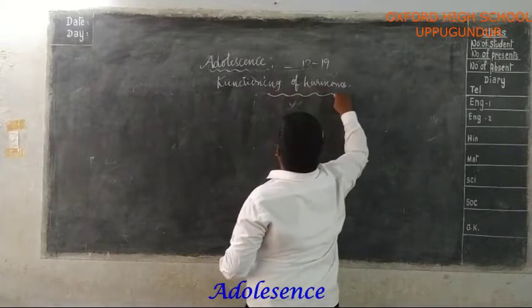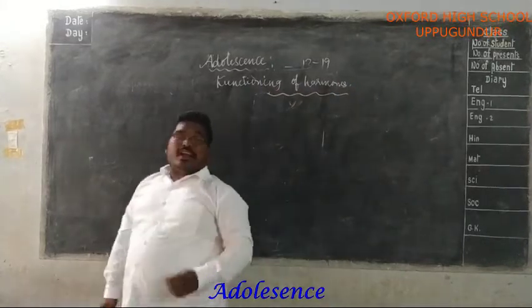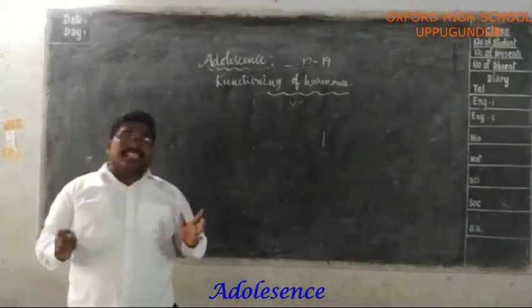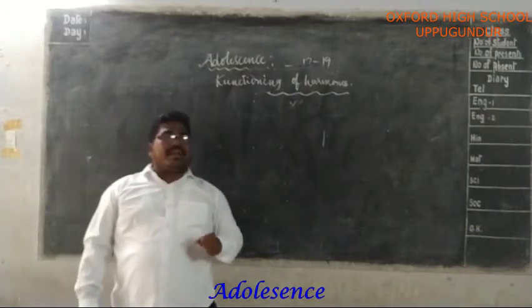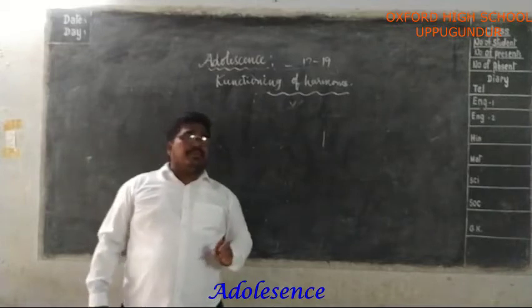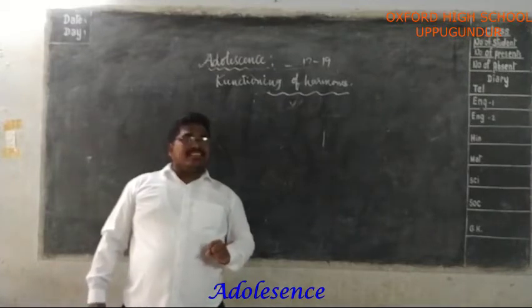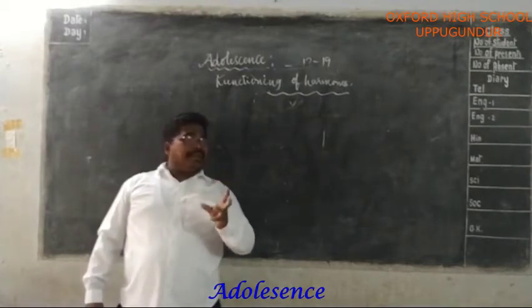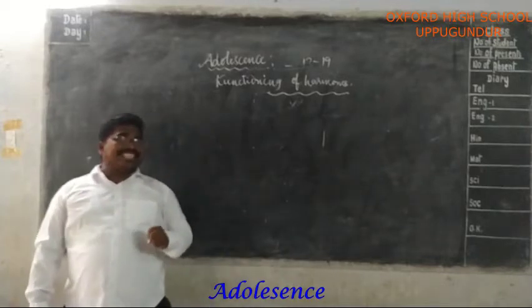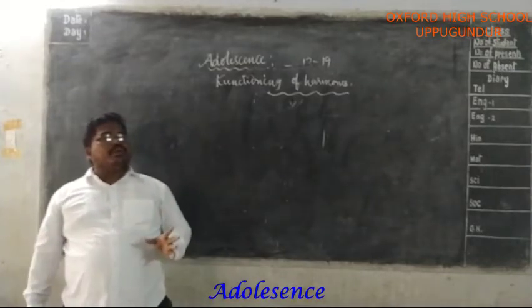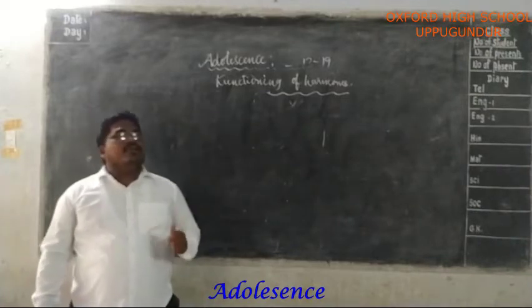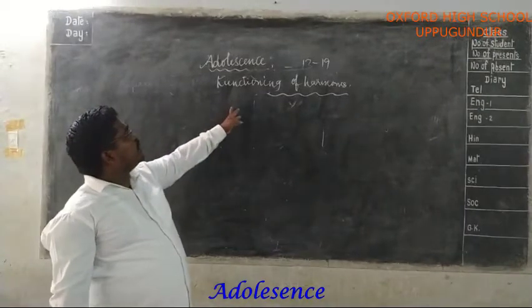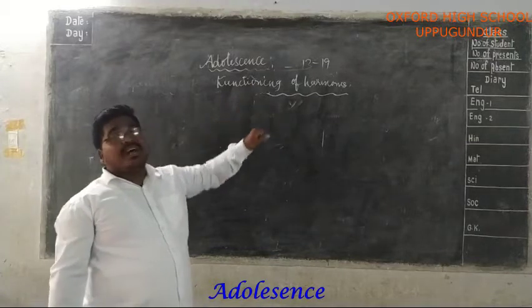Dear students, in this stage of adolescence, the glands present in the body are more active. We already discussed the reason behind pimples and acne. The sweat and sebaceous glands present in the skin are more active, and they form the pimples on the face. Here we are going to discuss the functioning of the hormones.